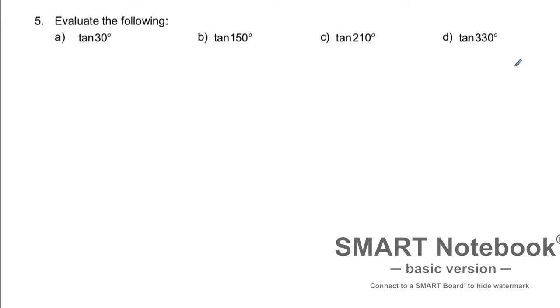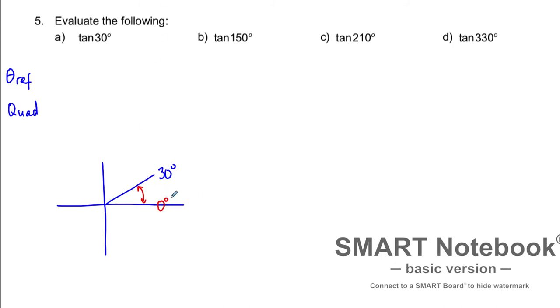The first thing I'd like to do in each case is to work out the reference angle and the quadrant. Now to work out the reference angle, you really want to imagine a picture and sketch the angle in standard position. Reference angles are always measured to the nearest x-axis. So in this case, the nearest x-axis is 0 degrees, so the reference angle is going to be 30 degrees. In other words, it is its own reference angle. And furthermore, the quadrant that we are in is quadrant number 1.